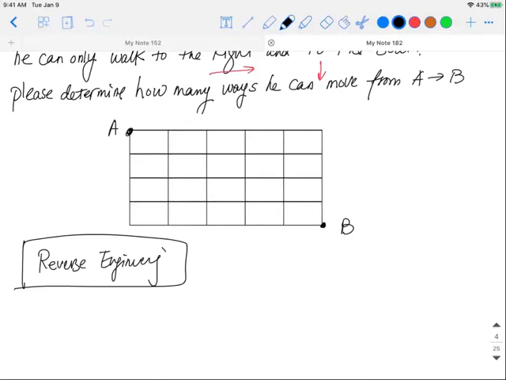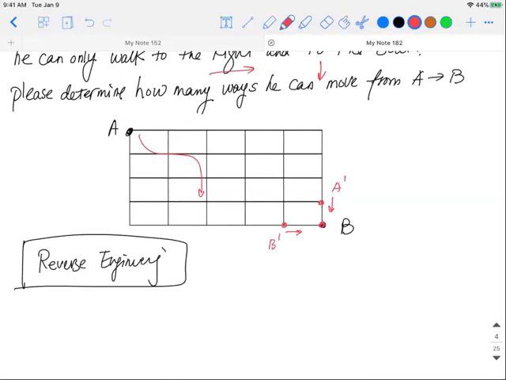Think about it. Peter can only go going down and going to the right. So before he gets to point B, he can either walk from here to point B or walk from here to point B. Is that correct? There is no way he jumped from here to here. He must walk from, let's call this A prime, and this B prime.